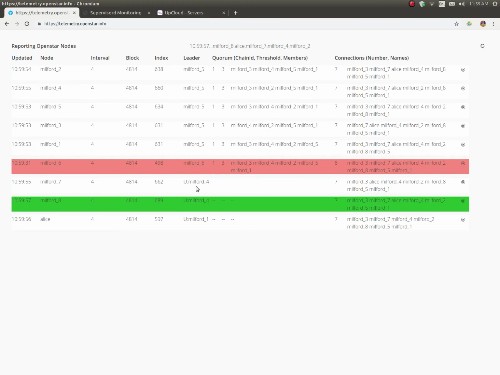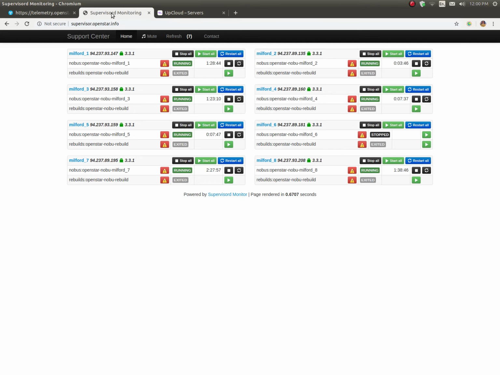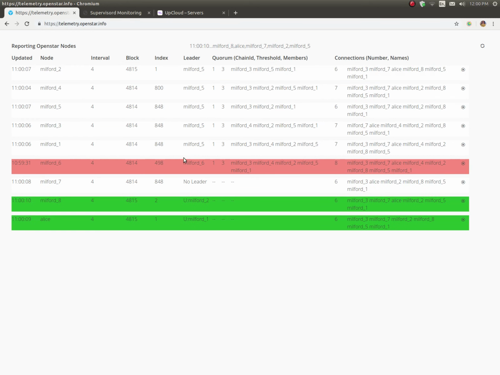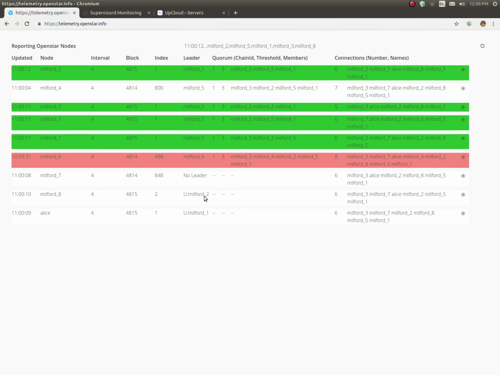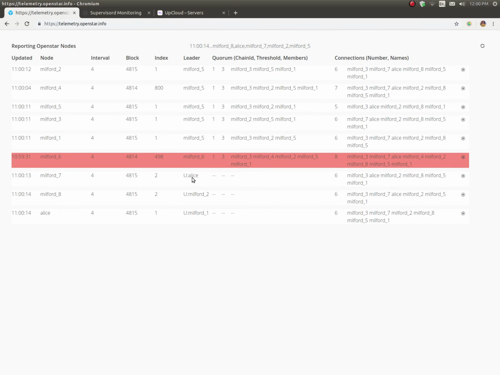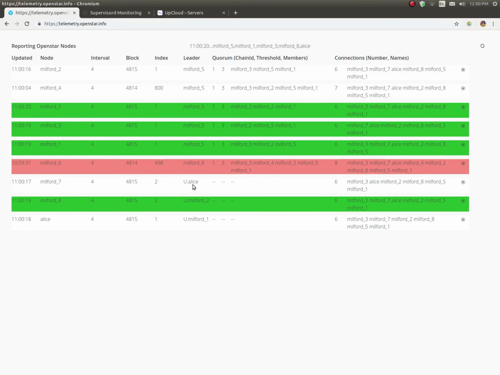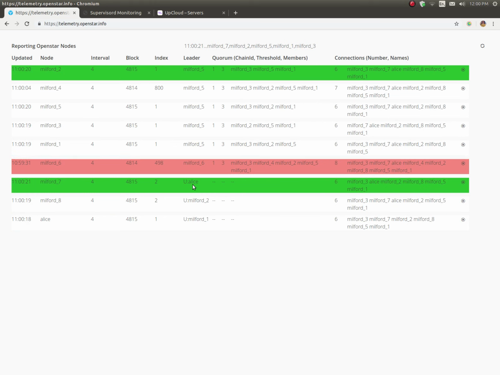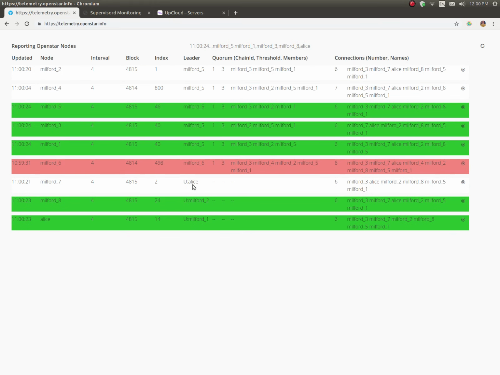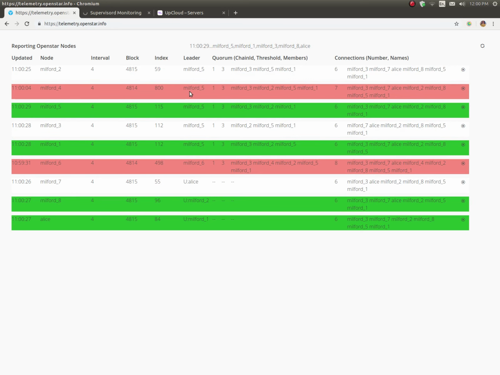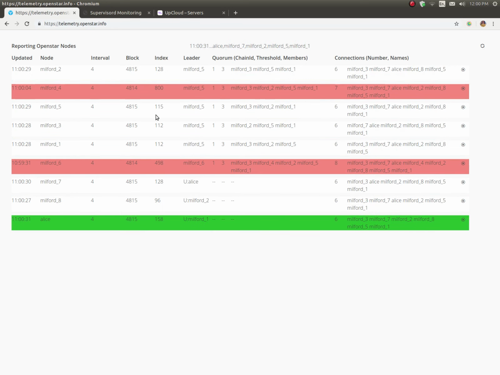So what happens if we kill also Milford 4, which is the upstream for 2 of the hammerers? Stop. So these fail over to Milford 2 and to Alice, respectively, which is interesting. And so we can see that the transactions continue to rifle through.